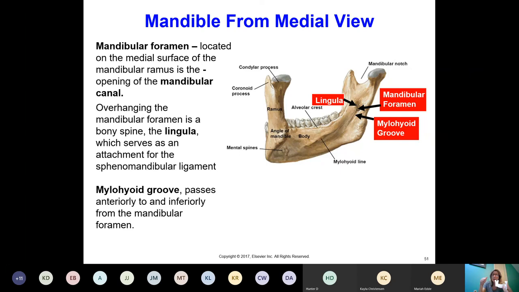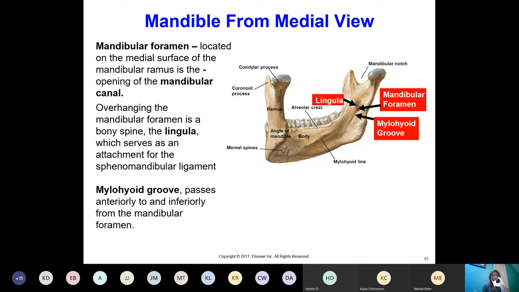Now, don't get your mandibular foramen confused with the mandibular notch. The mandibular notch is up here. It's just a notch. A foramen is a hole. So your mandibular foramen is down here, and your lingula goes over it, like an umbrella or a protector. And then coming out of them, there's a thicker, wider indentation called the mylohyoid groove.